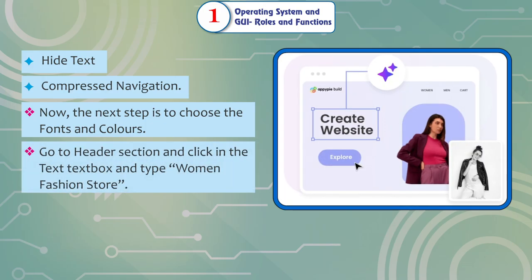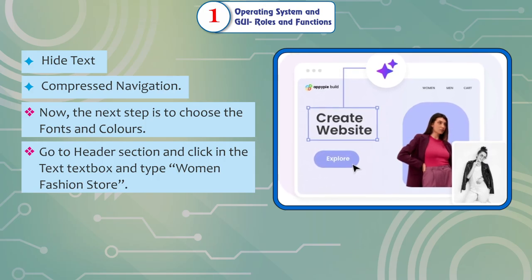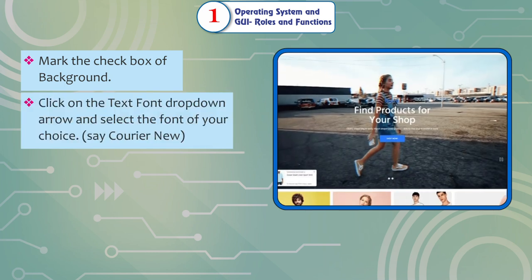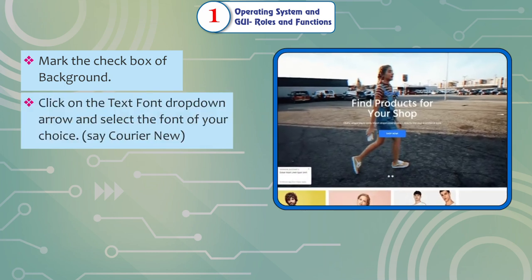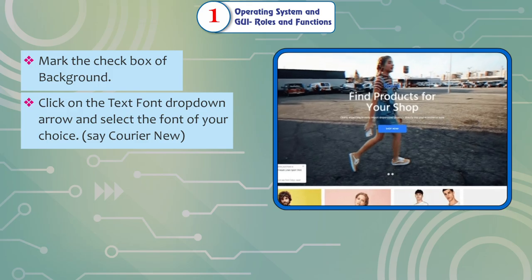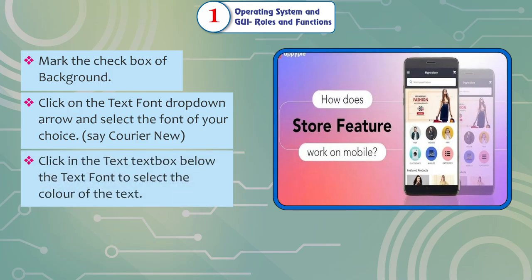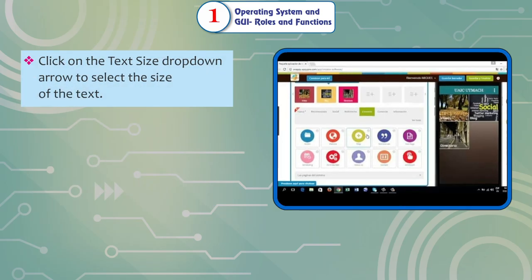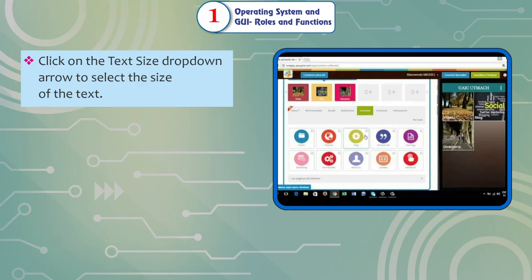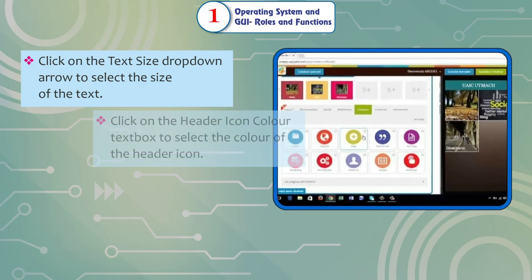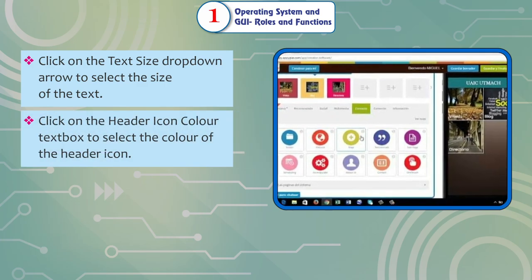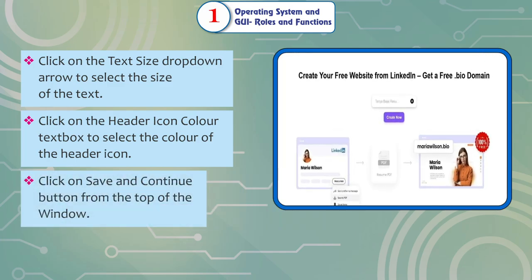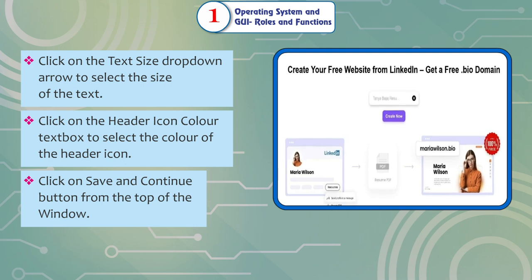Go to Header section and click in the text box and type Women Fashion Store. Mark the checkbox of Background. Click on the text font drop-down arrow and select the font of your choice, say Korean New. Click in the text box below the text font to select the color of the text. Click on the text size drop-down arrow to select the size of the text. Click on the header icon color text box to select the color of the header icon. Click on Save and Continue button from the top of the window.